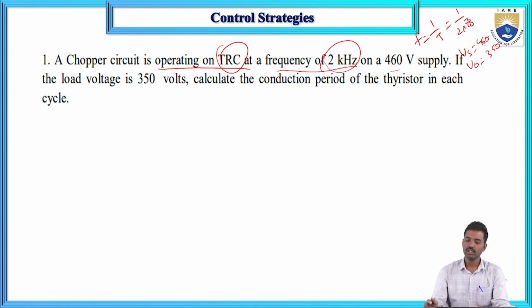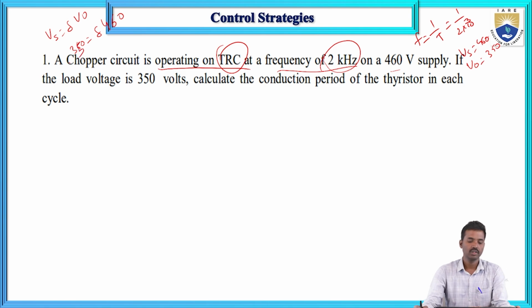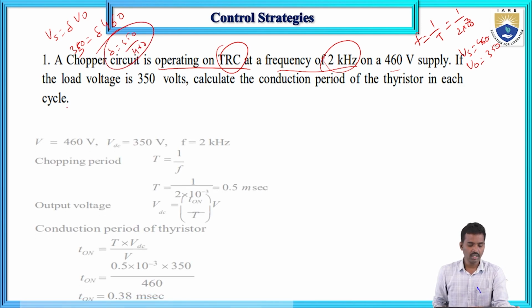So now let us take the output voltage. Vs equals delta into 350. So the output voltage V0 equals delta into 460. From this you can calculate 350 by 460. Here you calculate the delta value.